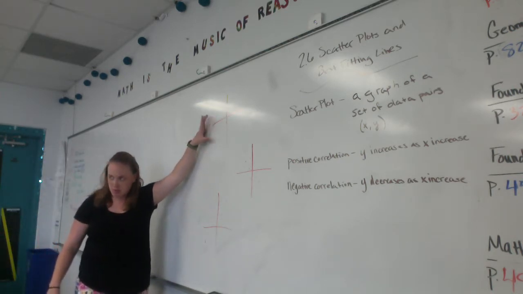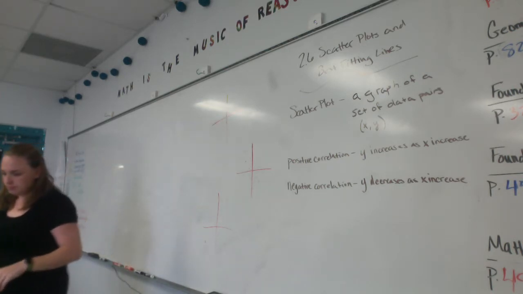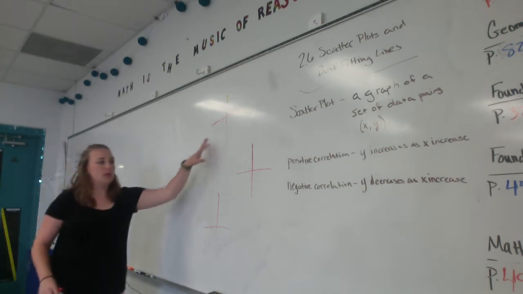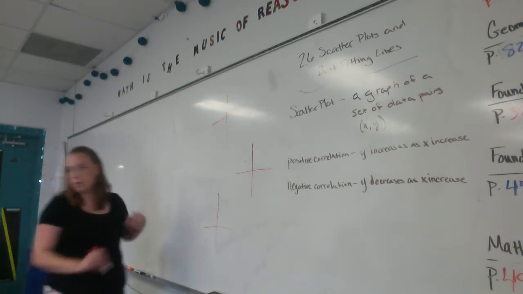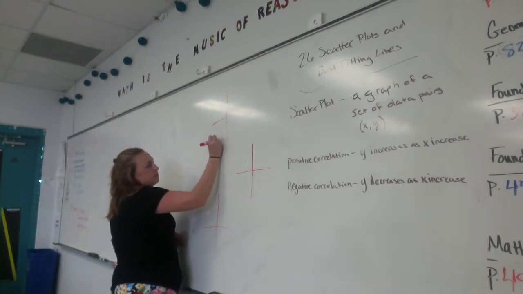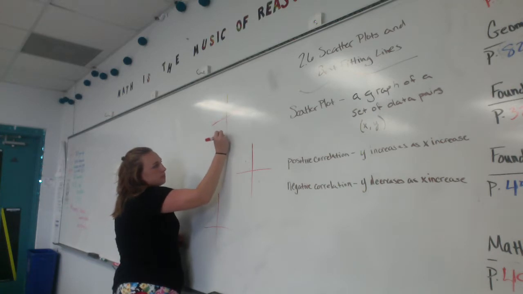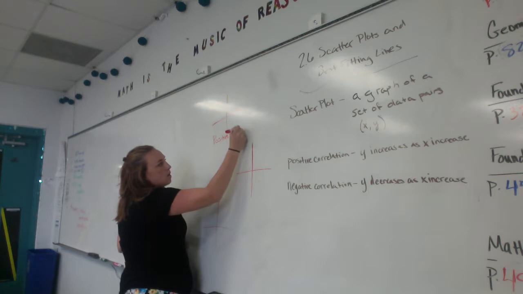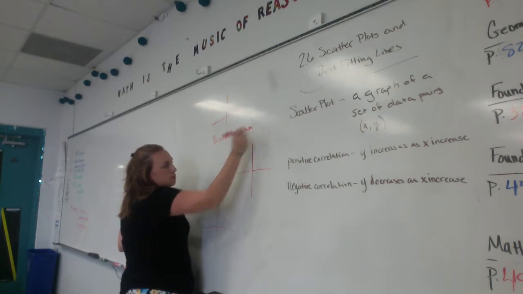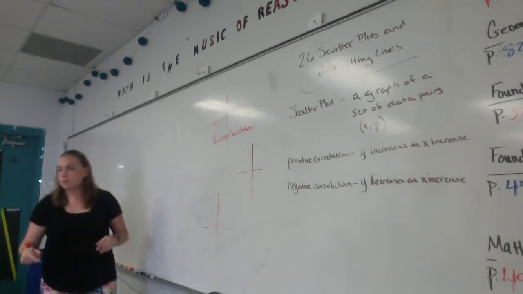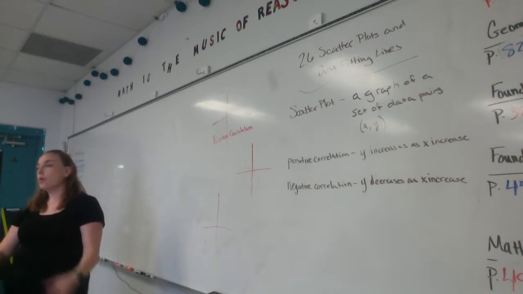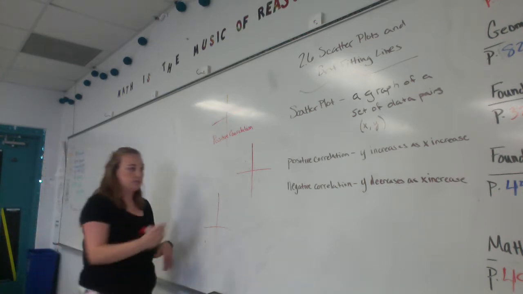What does this scatter plot appear to be doing? It appears to be getting larger or going up. So this we would consider as a positive correlation. What does this one seem to be doing right here? Decreasing. So we'd be considering that one a negative correlation.